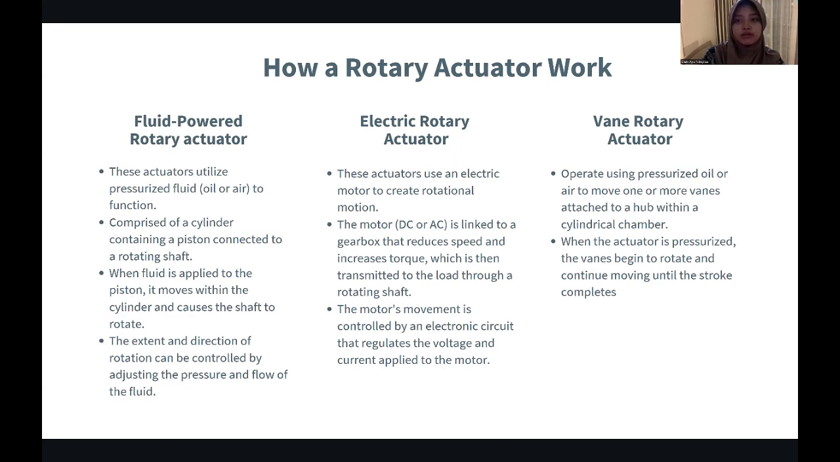Okay, next, vane rotary actuator. Operates using pressurized oil or air to move one or more vanes attached to a hoop within the cylindrical chamber. When the actuator is pressurized, the vane begins to rotate and continues moving until the stroke is complete.